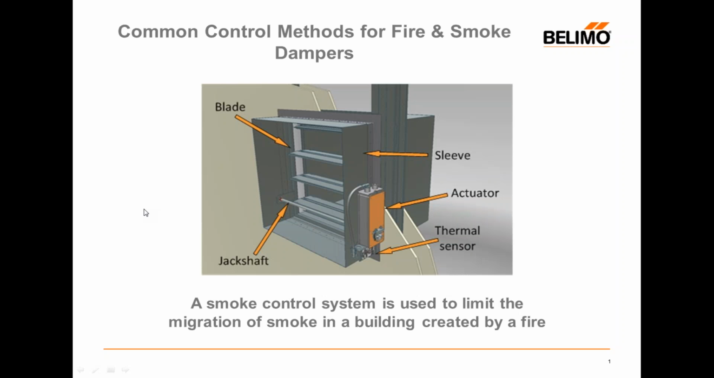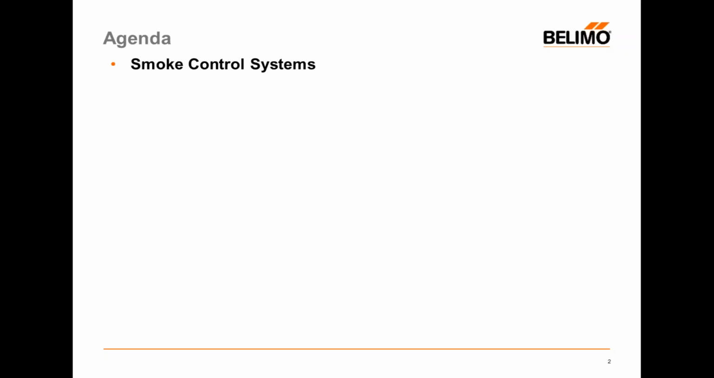Actuator and applications. As you can see here on the screen, the smoke control system is simply used to limit the migration of smoke in a building that would be created by a fire. So essentially what we want to do is contain the smoke to the smallest portion of the building proper as possible and provide safe means of egress for the occupants to exit the building.